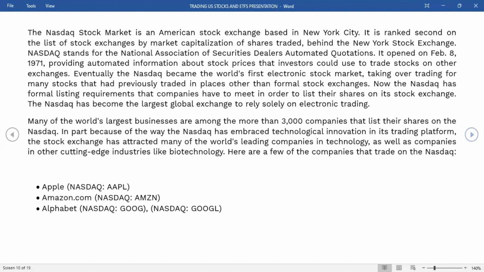Now Nasdaq has formal listing requirements that companies have to meet in order to list their shares on the stock exchange. And many of the world's largest businesses are among the 3,000 companies that are listed on the Nasdaq. Some good companies I would love to mention that are listed on Nasdaq: we have Apple, Amazon, Alphabet, and also Facebook.